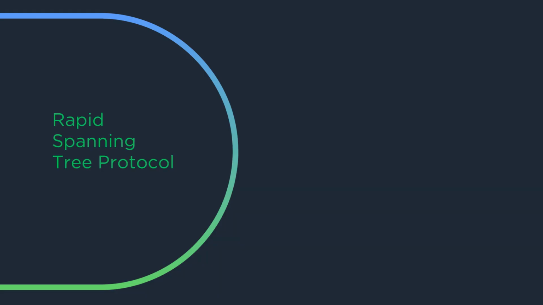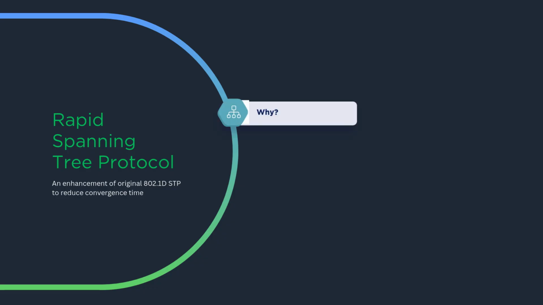RSTP is an enhancement of the original 802.1d STP, designed to dramatically reduce convergence time. Let me break down the key improvements. Why was RSTP needed? The original 802.1d allows only one topology tree in an environment, regardless of the number of VLANs. This is incredibly inefficient. More importantly, convergence time, the time it takes a port to transition to forwarding, is painfully high, typically 30 to 50 seconds. How does RSTP solve this?